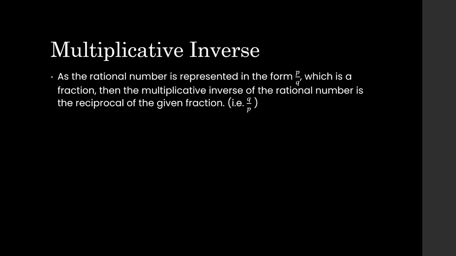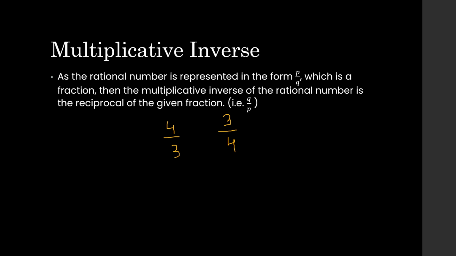Next is multiplicative inverse. A rational number is represented in the form p upon q, which is a fraction. The multiplicative inverse of a rational number is nothing but the reciprocal of the given fraction, that is q upon p. For example, if my fraction is 4 upon 3, my multiplicative inverse will be 3 upon 4.